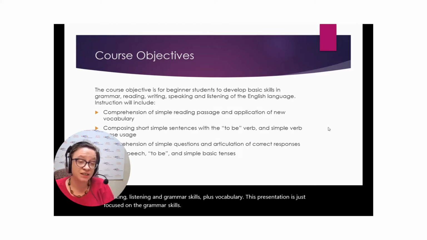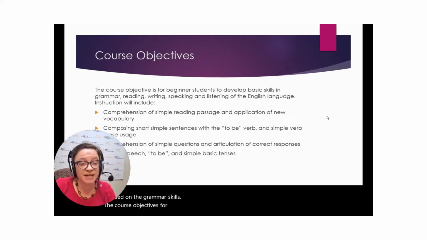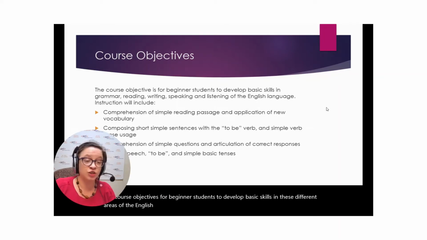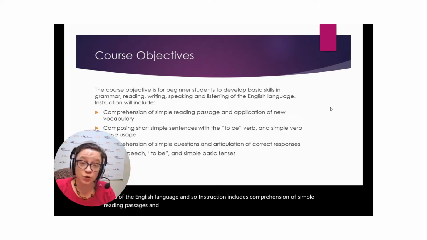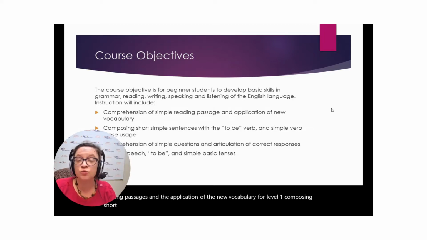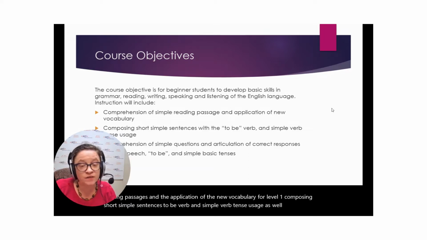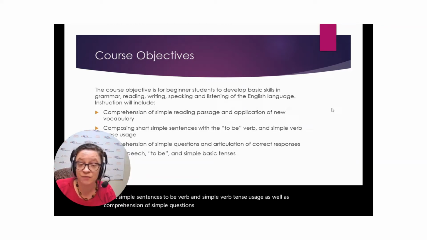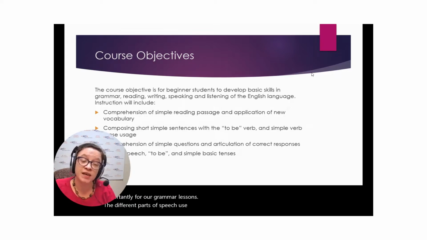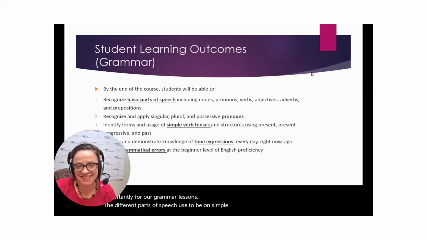The course objectives are for beginner students to develop basic skills in these different areas of the English language. And so instruction includes comprehension of simple reading passages and the application of the new vocabulary for Level 1, composing short, simple sentences with the to be verb and simple verb tense usage, as well as comprehension of simple questions and articulation of correct responses. And most importantly, for our grammar lessons: the different parts of speech, use of to be, and simple basic tenses.